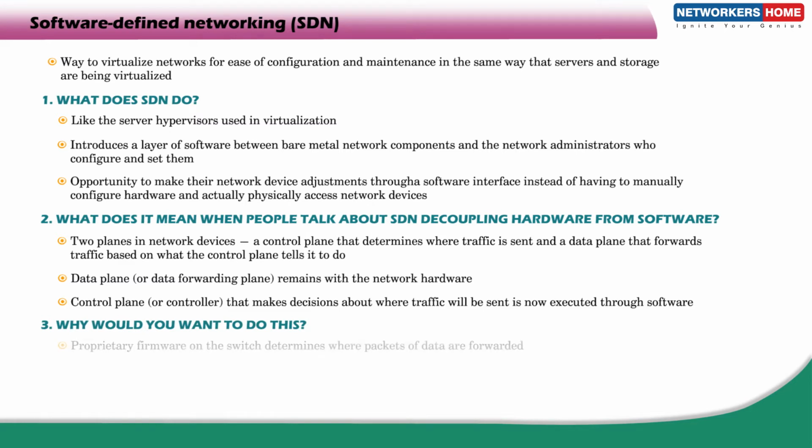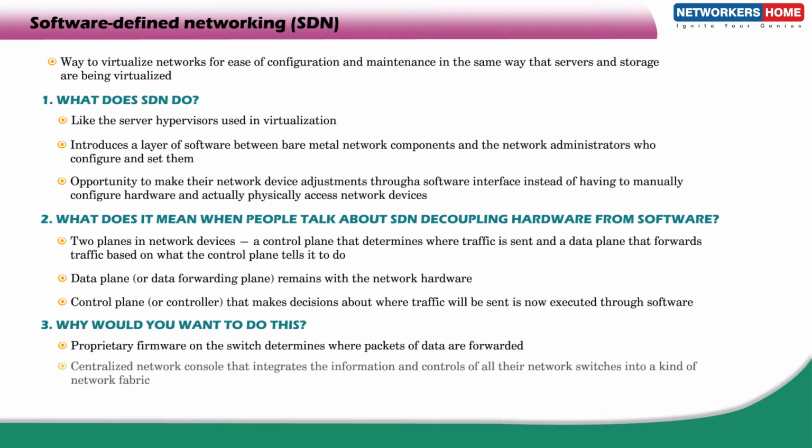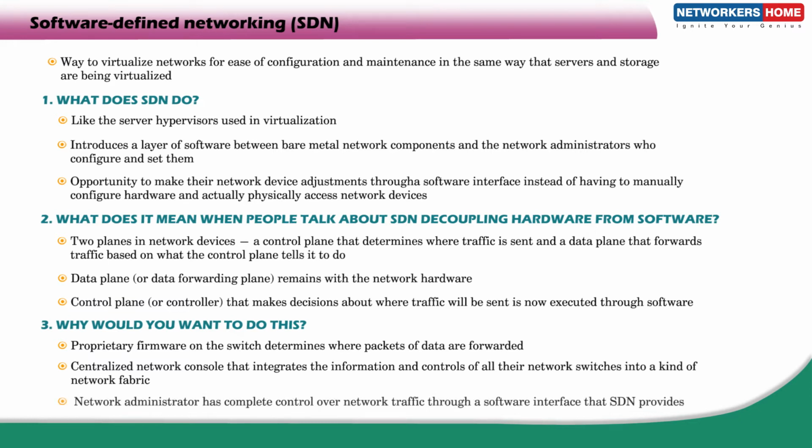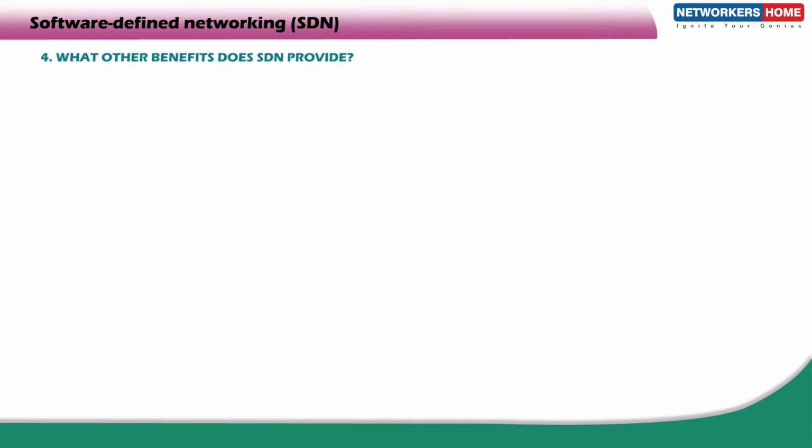In today's networks, proprietary firmware on the switch determines where packets of data are forwarded. In an SDN, network administrators can actually shape network traffic. They can do this from a centralized network console that integrates the information and controls of all their network switches into a kind of network fabric. They can also change the data traffic rules on the fly if they need to. The network administrator has complete control over network traffic through a software interface that SDN provides. This allows organizations to decrease their reliance on more expensive switches with proprietary firmware that performs these functions, and that must be set manually.